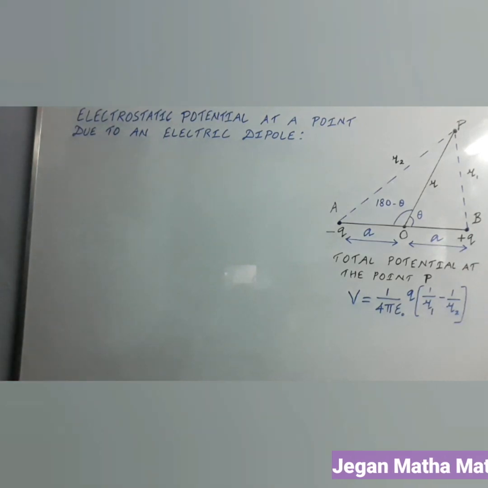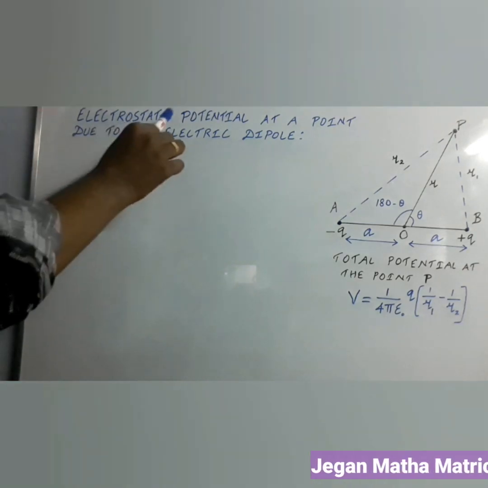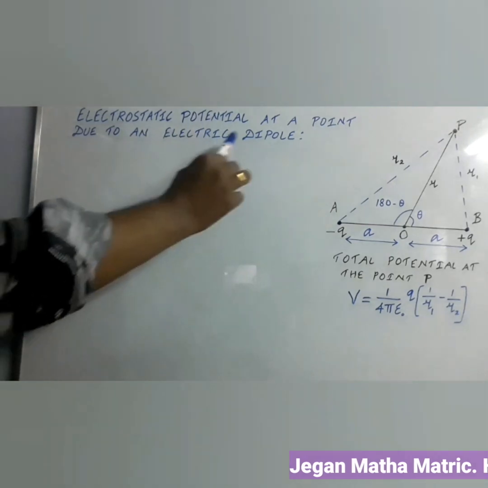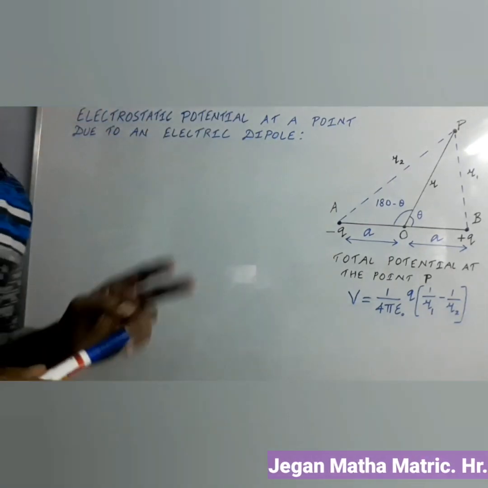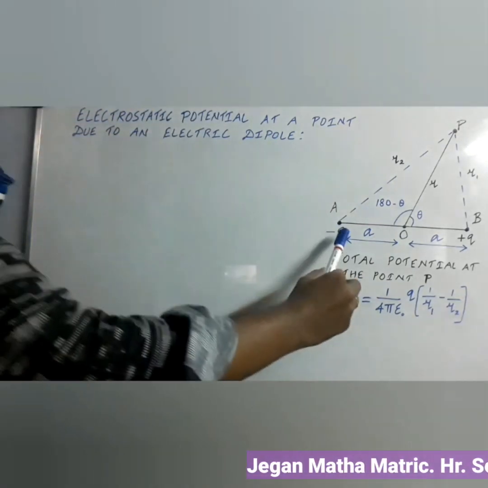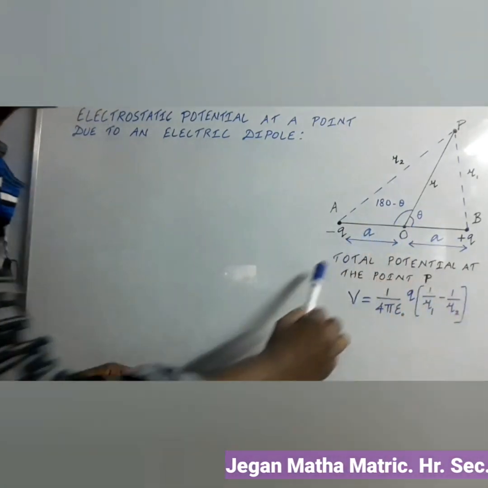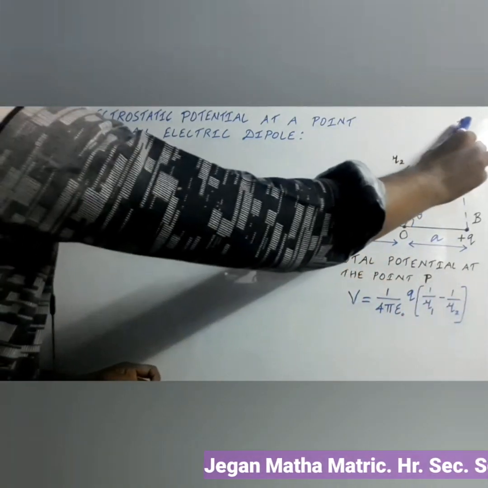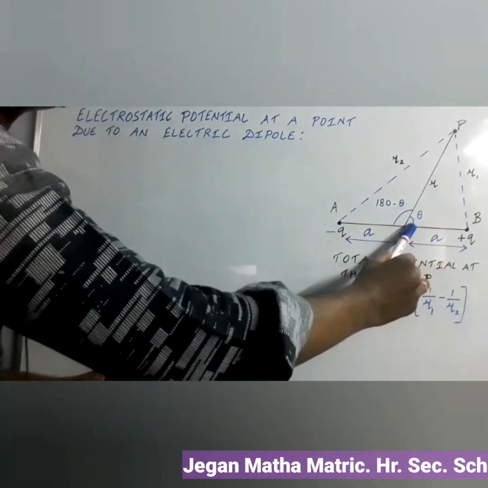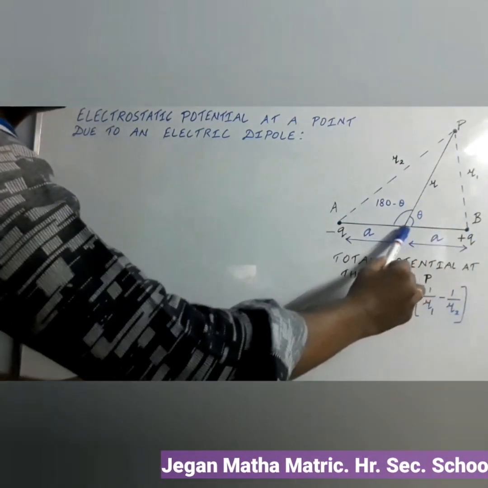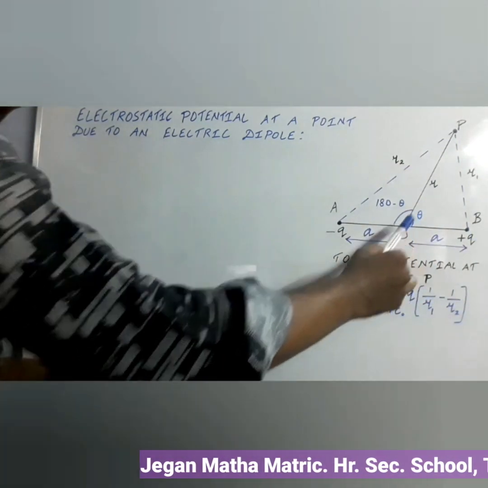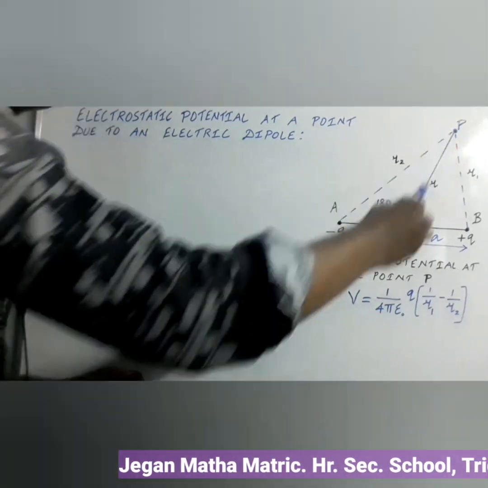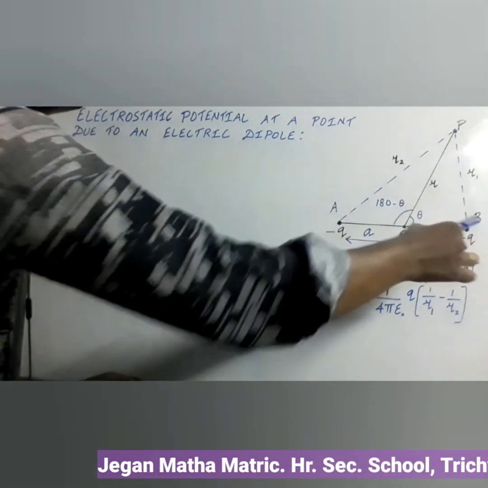Hi everyone. Today we are going to discuss electrostatic potential at a point due to an electric dipole. Let us consider two equal and opposite charges separated by the distance 2a. Let us take the point P at the distance r from the midpoint of the dipole, that is O. Theta is the angle between the line PO and the dipole axis AB.